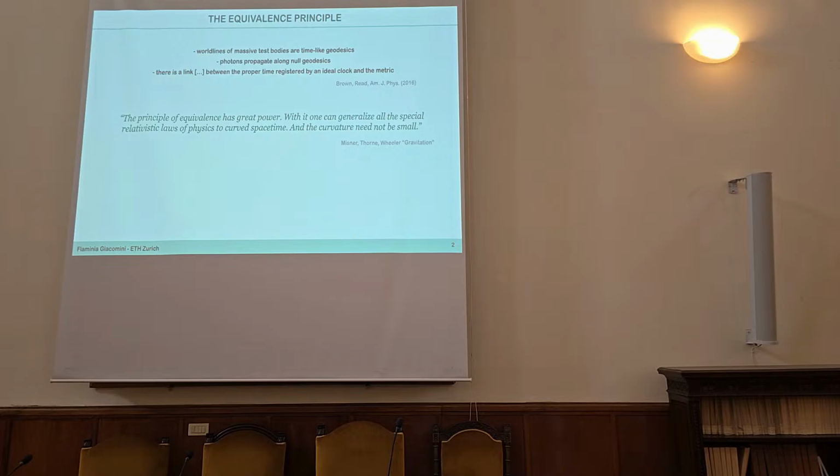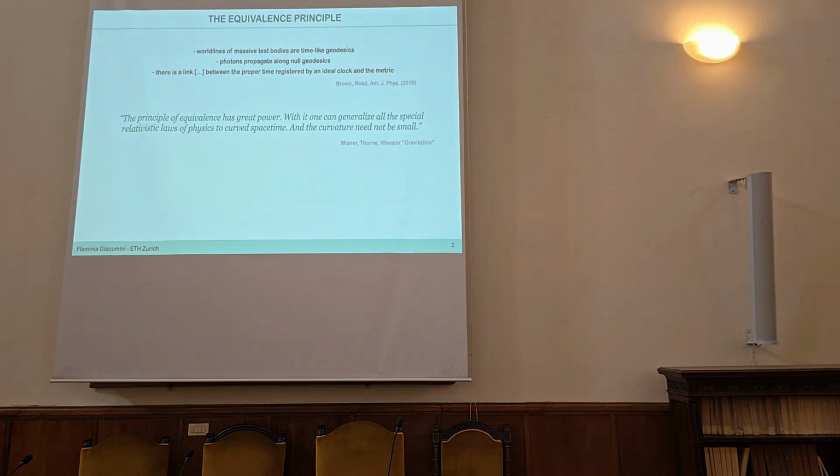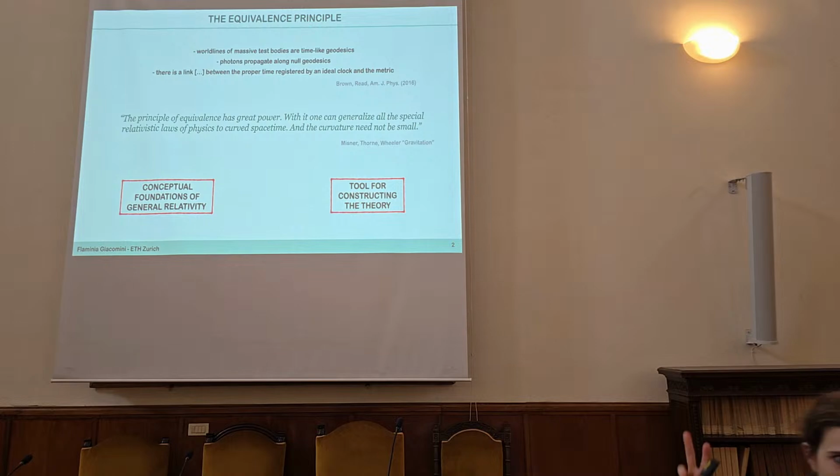With it, one can generalize all the special relativistic laws of physics to curved spacetime, and the curvature need not be small. So basically, this means that the equivalence principle gives us a recipe to write, locally, at some point in spacetime, the laws of special relativity, and then we have a rule to transform these special relativistic laws into general relativistic laws. So it is not just at the heart of the conceptual foundations of general relativity, but it is also a fundamental tool to construct the theory.